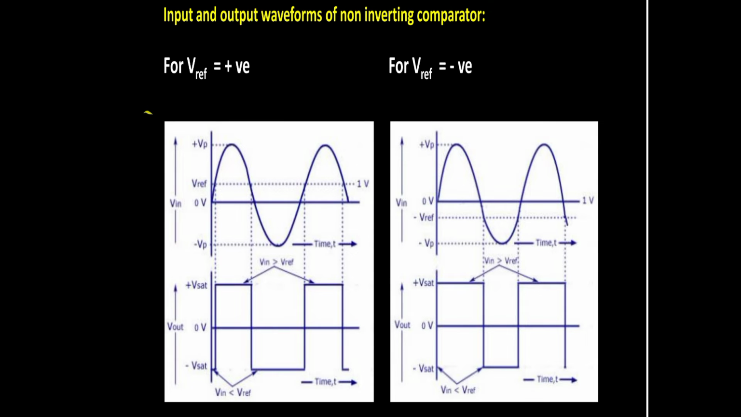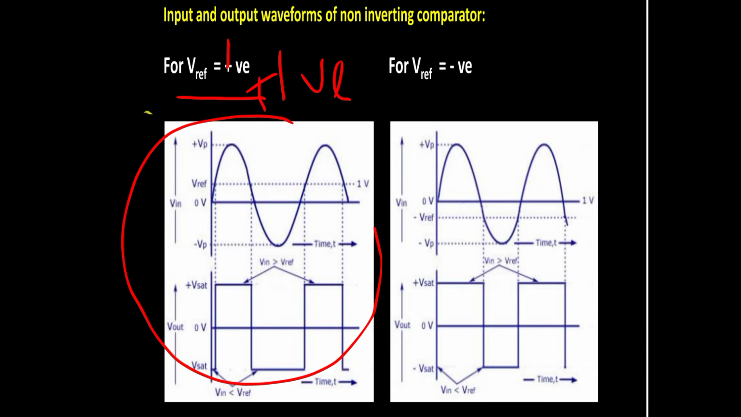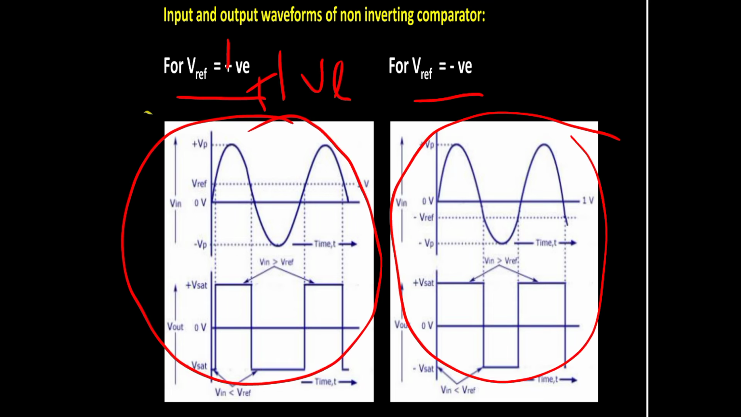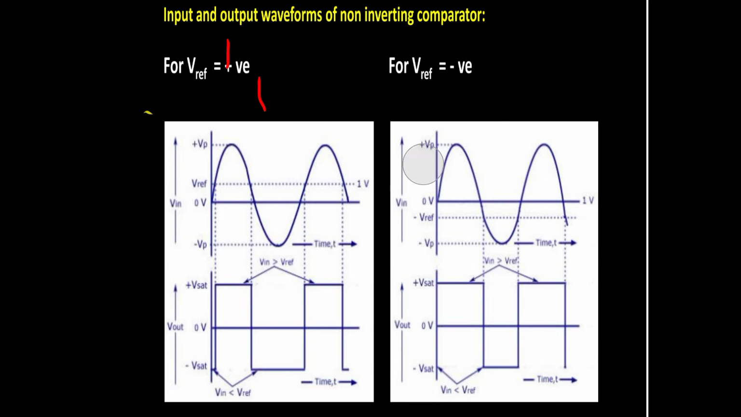Here observe, these are the waveforms for the non-inverting comparator. Suppose I take the V reference as positive, let's take V reference as plus 1 volt, then the waveform will be like this. If the V reference is minus 1 volt, then the waveform will be like this. Now I am going to explain how the waveform varies according to the input.